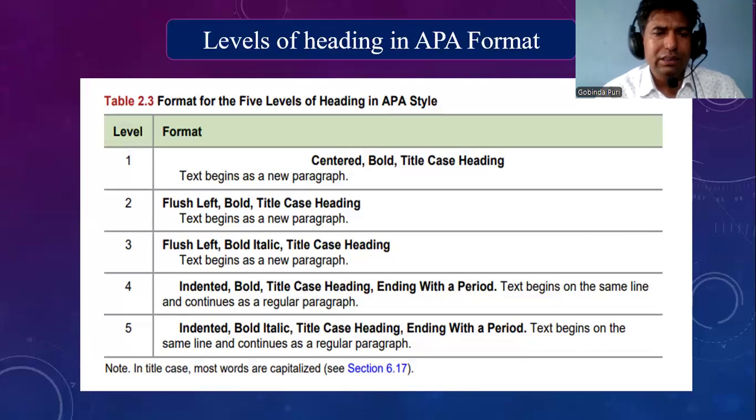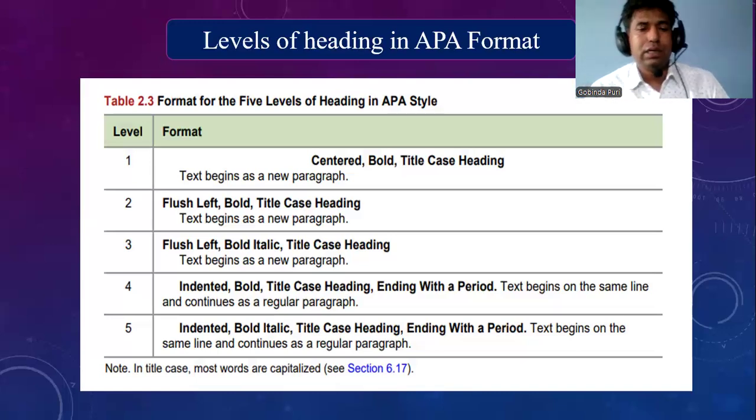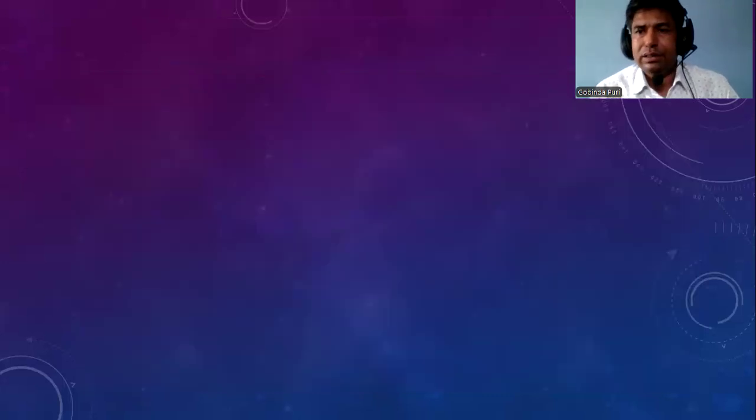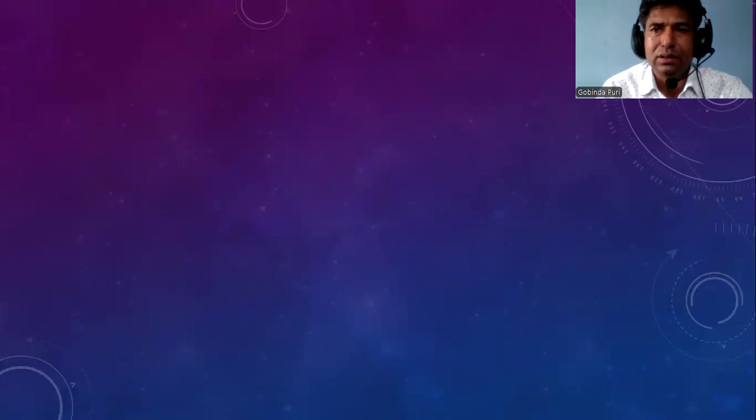The fifth heading is also indented, bold, italic, title case, and ending with a period. Text begins on the same line and continues as a regular paragraph. So this is what the levels of headings look like in APA 7th style.